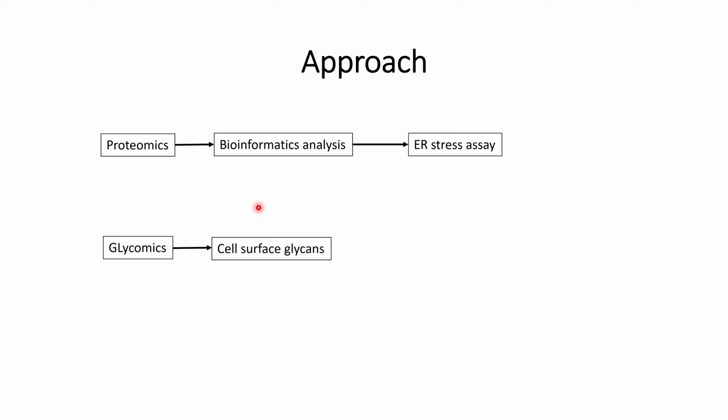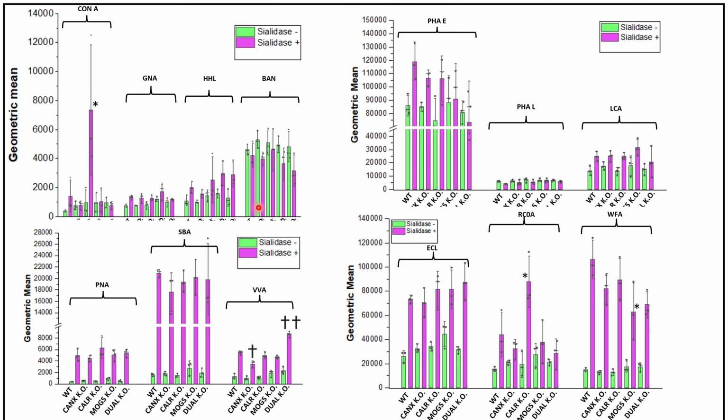Next we did the glycomics study, that is, we measured whether there is a change in the glycomics profile on the cell surface. For this we did a lectin study on the cell surface glycan, and measured them using a flow cytometer. We found that around 57% of the statistically significant data are observed in the calreticulin knockout, as it is shown here.